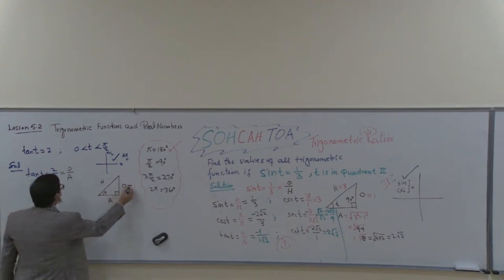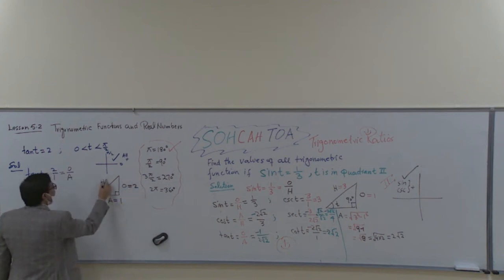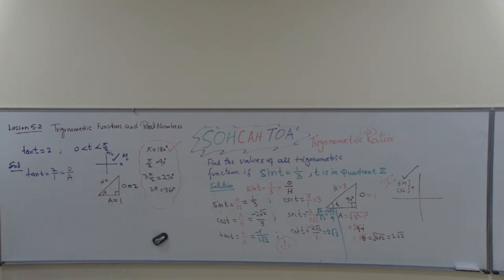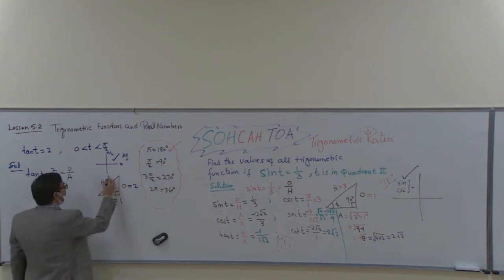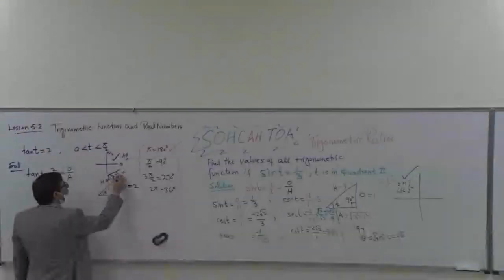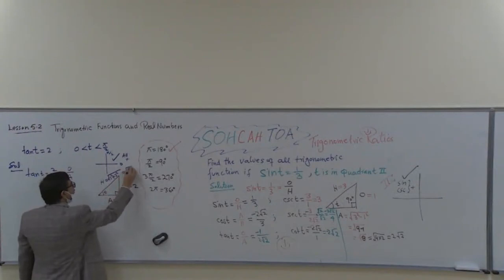O is 2, A is 1. We have to calculate this one, and this is the sum of squares of these. So this one is 1 squared plus 2 squared: 4 plus 1, 5, radical 5.